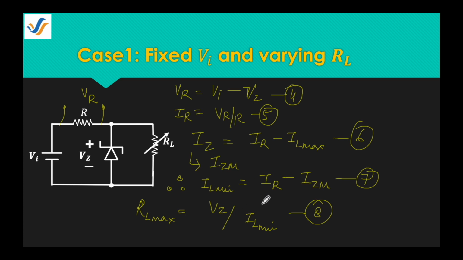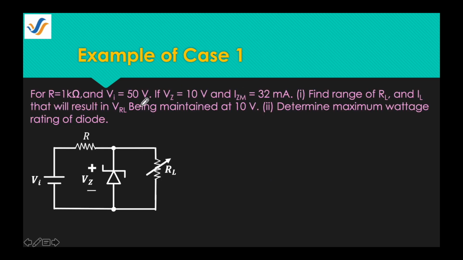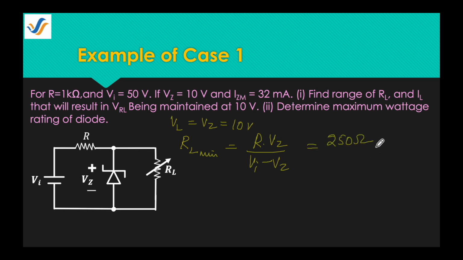Now let's solve a numerical based on it. For this resistance and input voltage, the VZ is given, and IZM is also specified. Find the range of load resistance and the load current. To determine the load resistance that will turn on the Zener diode, VL is equal to VZ, that is 10 volt. Using this and putting in the values, it is 250 ohm. And IL maximum will be 40 milliampere.